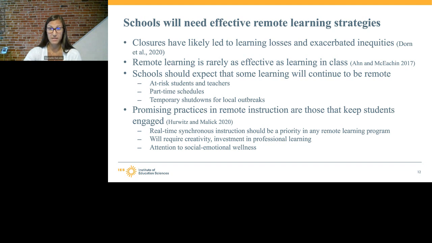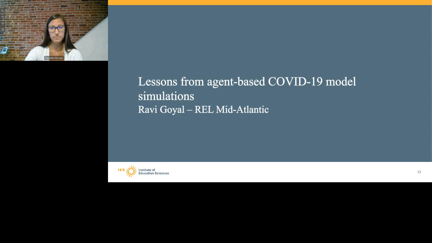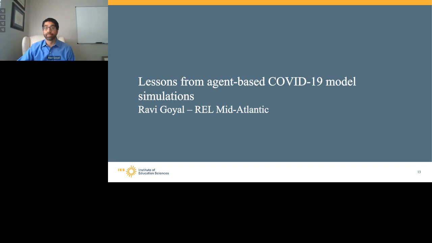And that's a brief summary of our findings from the first two parts of our project. There's more information on the emerging evidence, common concerns, and potential strategies to address them in the final memo. But with that, I will turn it over to Ravi to share the highlights from the third part of our project, the agent-based modeling piece. Thank you, Danielle. I'm going to discuss the results and lessons from the agent-based model simulations.